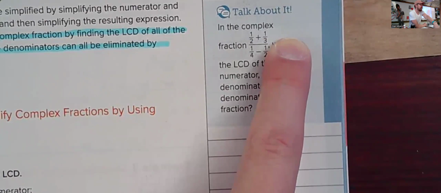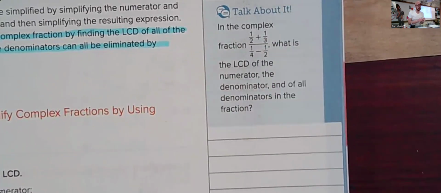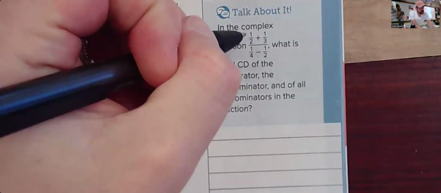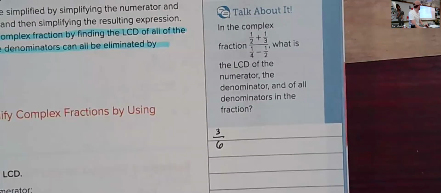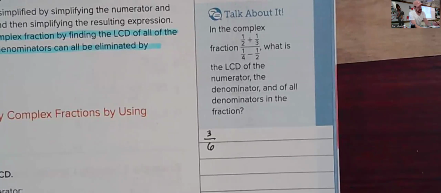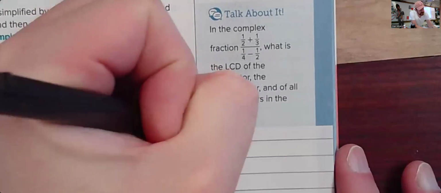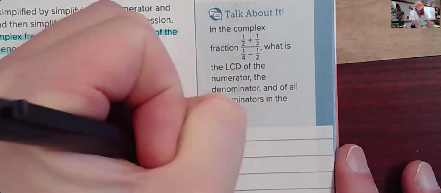Everybody okay with that? So if we do that, we multiply this one by 3 over 3, so that would be 3 over 6. Let's just go ahead and work through this problem real quick. 3 over 6, and then plus 2 over 6. So that's our numerator.